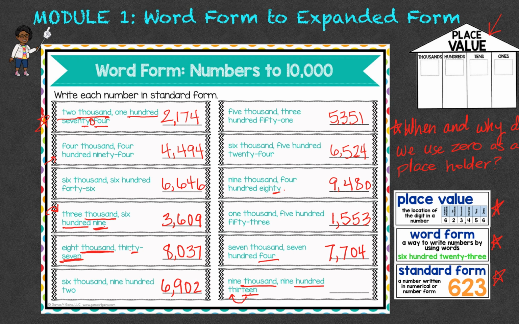So 9,000, that's 9 groups of 1,000, 9 groups of 100, 13, and I'm just going to write one group of 10 and 3 extra ones, just like I would write the normal 13.